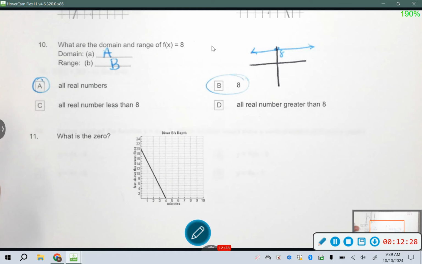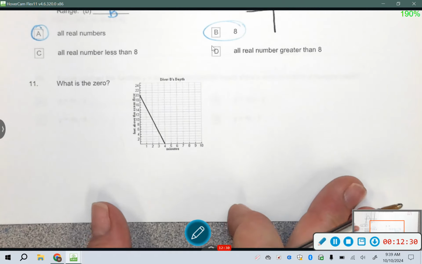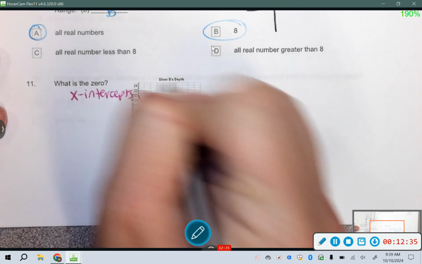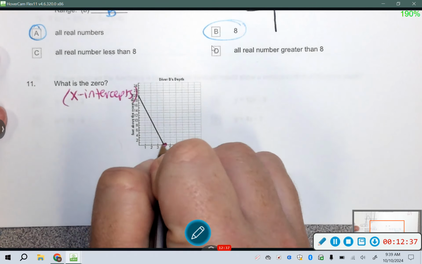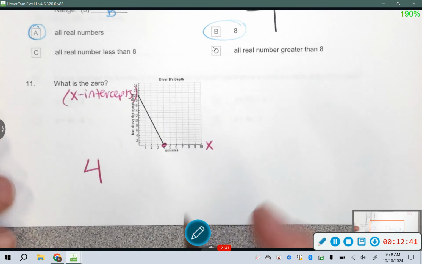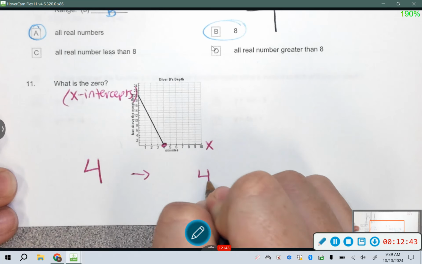Okay, if y'all get number 11 wrong, I think I'll cry. Okay, it says, what is the 0? Zeros are x-intercepts because that's where your equation equals 0. So my x-intercept, because this is my x-axis, is 4. If I have to write it as a point, it is 4, 0.